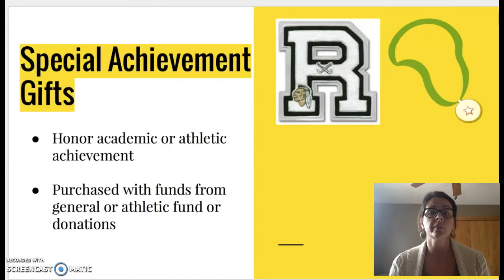Or these special achievement gifts could be purchased with donated funds from parents or the community. And as with the other types of gifts to students, just make sure that these gifts are also nominal in value and appropriate to the activity that you're rewarding the student for.